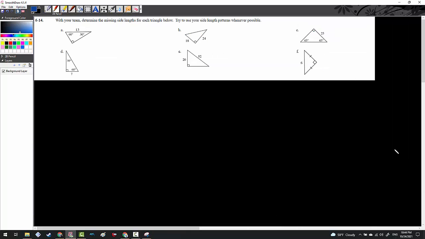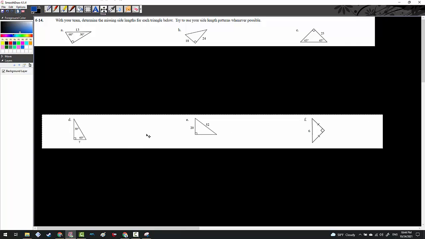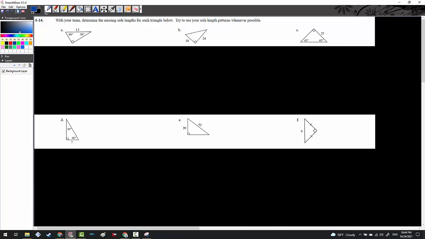Turns out I did the problems a little bit out of order. I skipped 6-14 by accident. So why don't we go ahead and go back and do that one. And I'll go ahead and scroll that down here. So, with your team, determine the missing lengths for each triangle below and try to use your knowledge of these special right triangles and such.